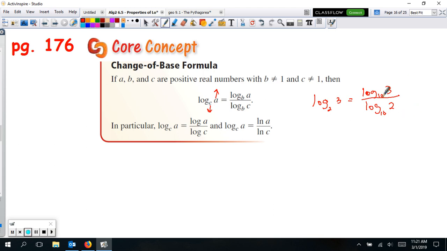So this could be any base. The base b here could be the natural logarithm base, base e, or if we want to get some other logarithm base. We don't usually do that because we usually use either 10 here or base e so that we can calculate this on the calculator.